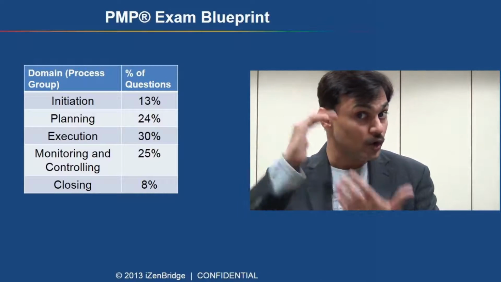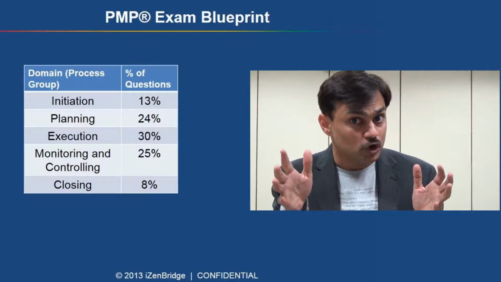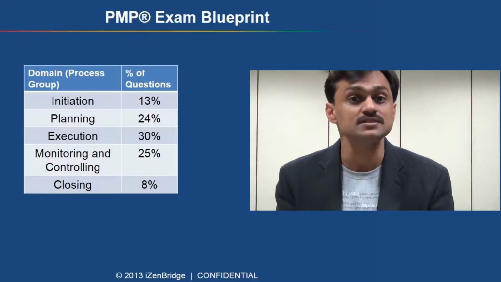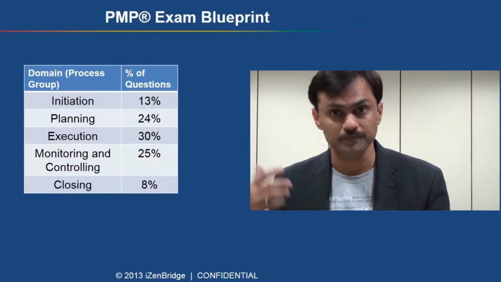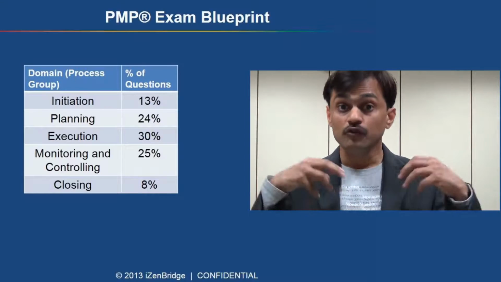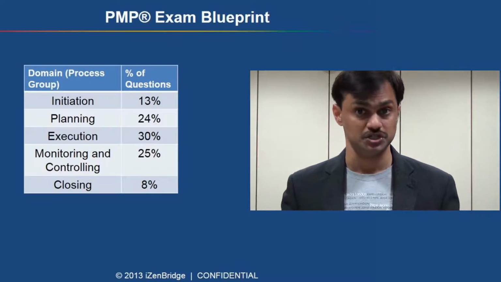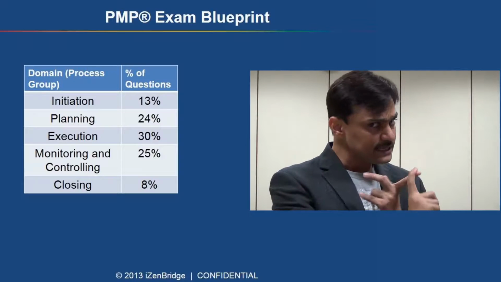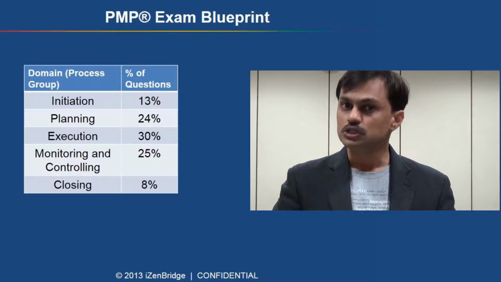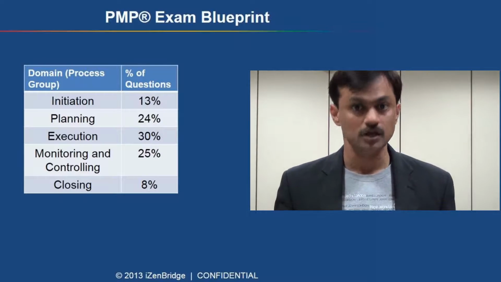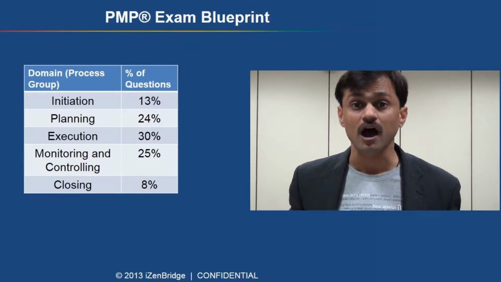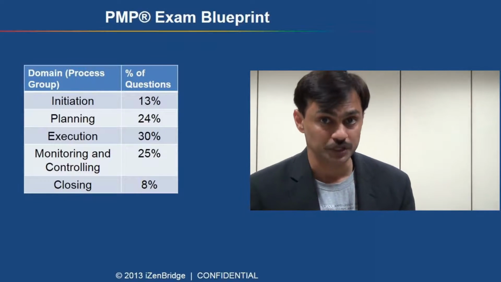Now do look at the process groups. Under the planning process group, we have 24 processes and we are getting just 24% of our questions from the planning process group. Under the executing process group, we have 8 processes and we are getting 30% questions from the executing process group. So, initiating 30, planning 24, executing 30, monitoring and controlling 25%, closing 8%. Initiating and closing are high rewarding process groups because they only have two processes, and after that you should focus a lot on the executing process group.